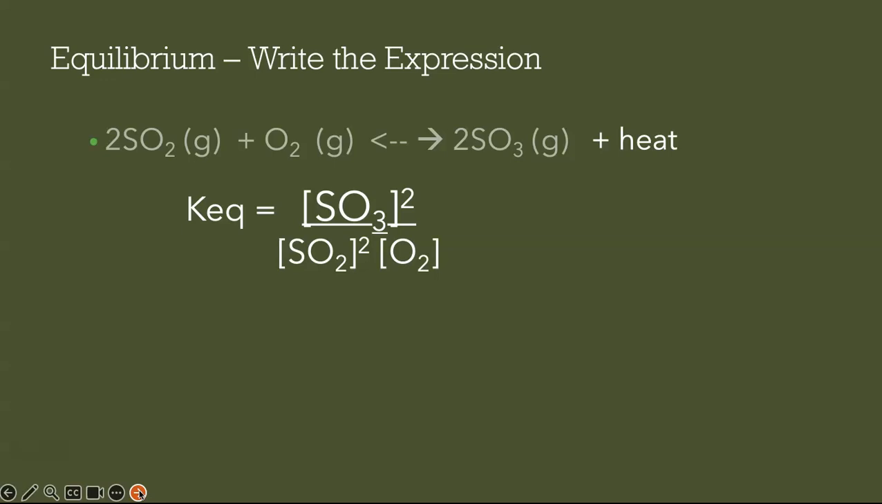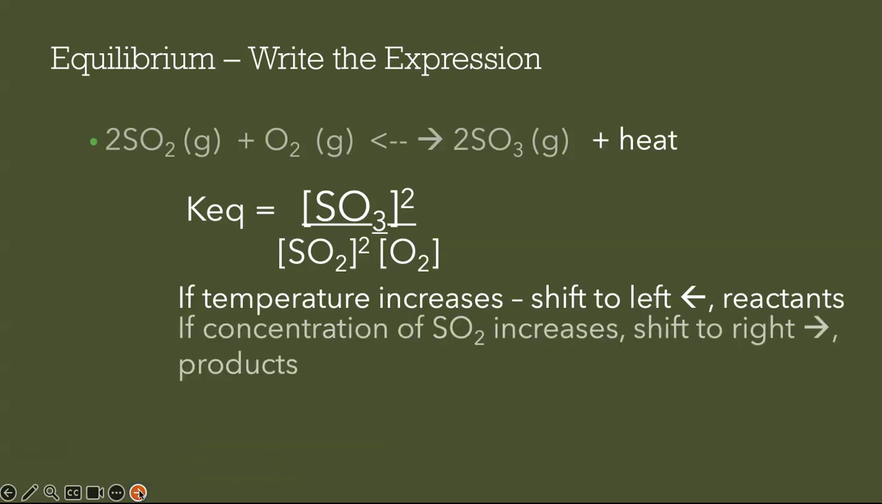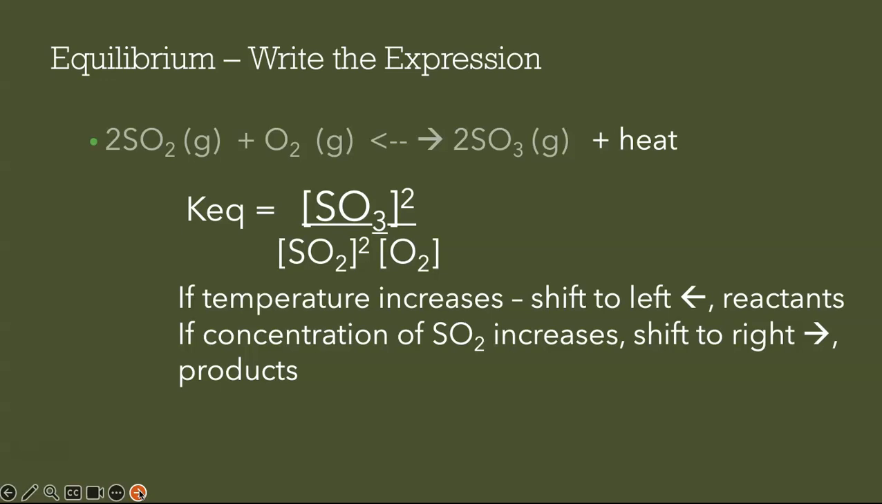What if we change the temperature? If we increase the heat? Well, increasing the heat would be like adding more product, which means that then I would make more reactant. So those are some of the questions. So again, if the temperature increases, we're going to shift toward the left. If we increase our SO2, it's going to shift to the right.